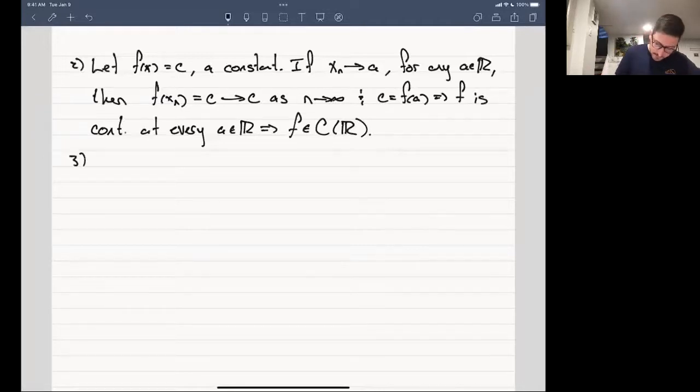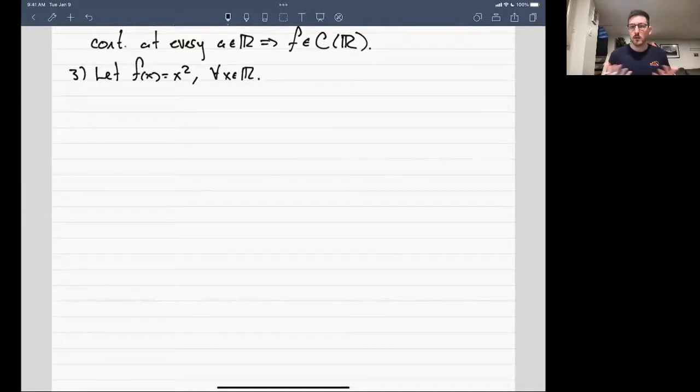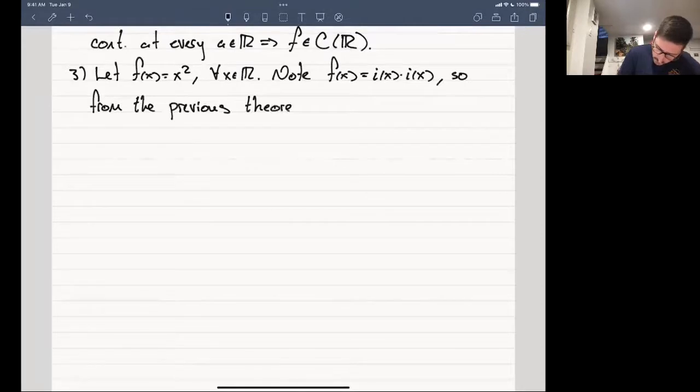And so let's put it all together. Well, then we can say let f of x equal x squared for all x in R. So you give me a number, I square it. Well, note f of x is equal to I of x from example 1 times I of x. So from the previous theorem, we have f is the product of two continuous functions. This implies that f is also continuous for every value of R.